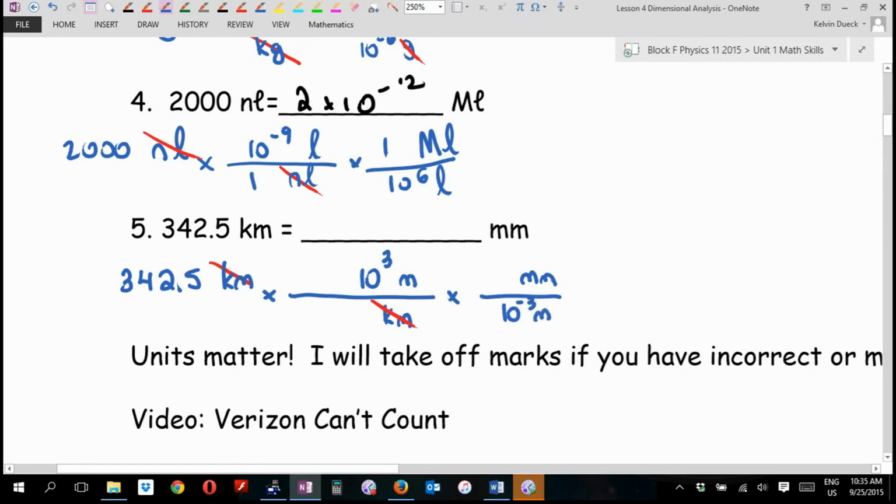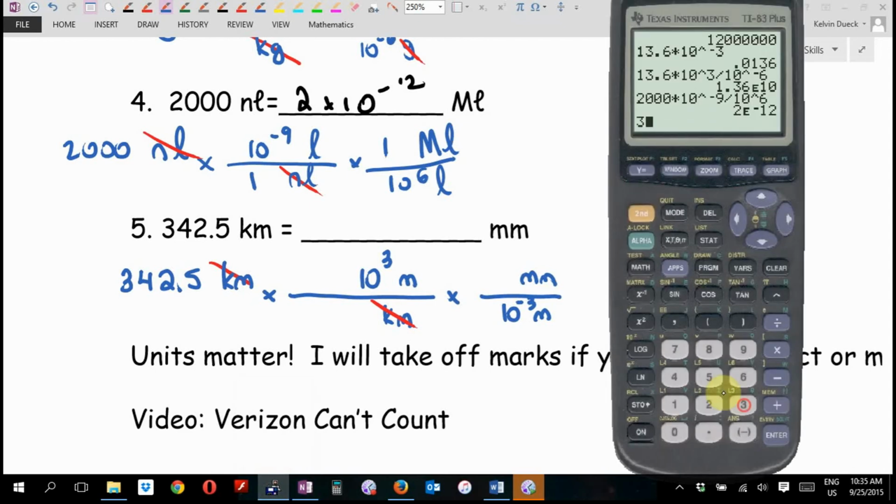So I guess kilometers to millimeters is going to be 342.5 times 10 to the third divided by 10 to the negative third. I think you're probably going to get an answer. You know what? Your calculator might fit this in, or it might be in scientific notation. Depends probably how good your calculator is. 342.5 times 10 to the third, or 1,000, divided by 10 to the negative 3. What's going to be shorter, writing that or scientific notation? I'm going to write it in scientific notation.